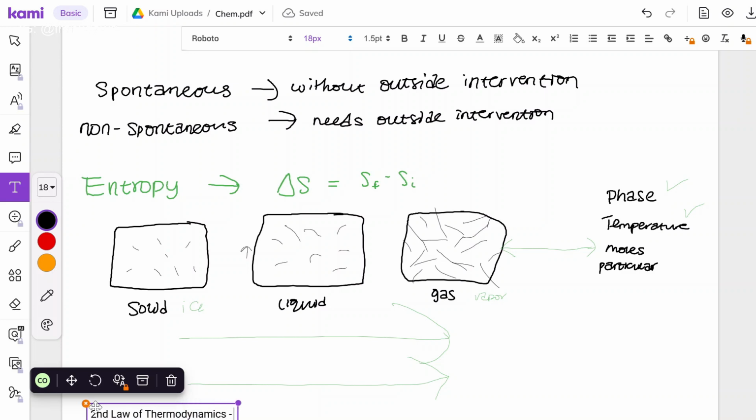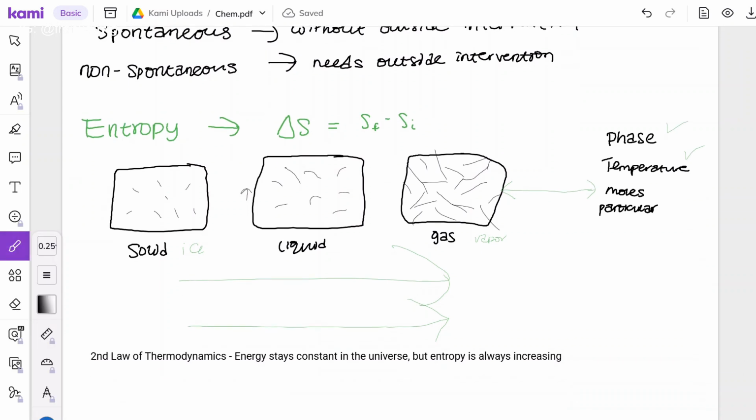And you may be wondering why we're learning this, because this is a combination of the first law and the second law. So the first law basically says that, if you remember, energy stays constant. Energy isn't created or destroyed. And the second law is building off on that, and it's saying energy stays constant in the universe, but entropy is always increasing.